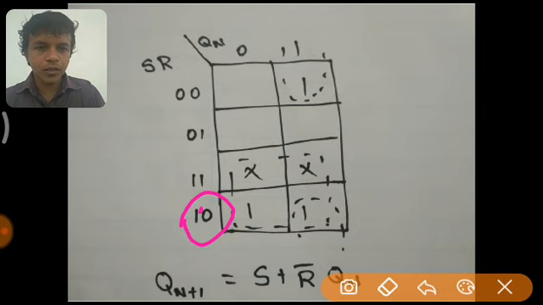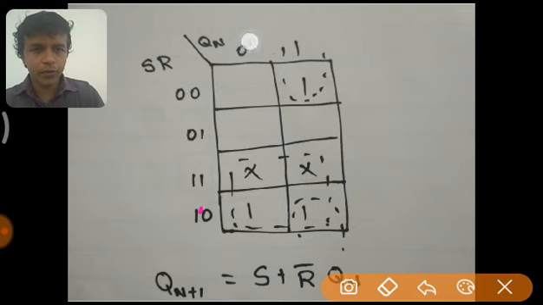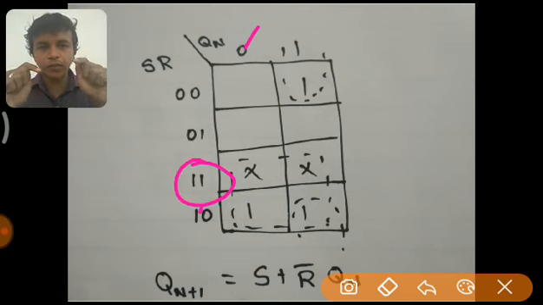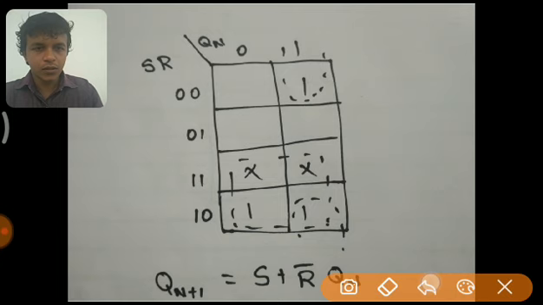Here S is 1 and R is 0. That means I'm pressing the set switch. So whatever the value of Q of n, 0 or 1, Q of n plus 1 is 1, so I'm filling it here. And here, S and R are 1 1: I'm pressing both the switches, and we call it an undefined state. So the undefined state is marked as a don't care condition inside the K-map.